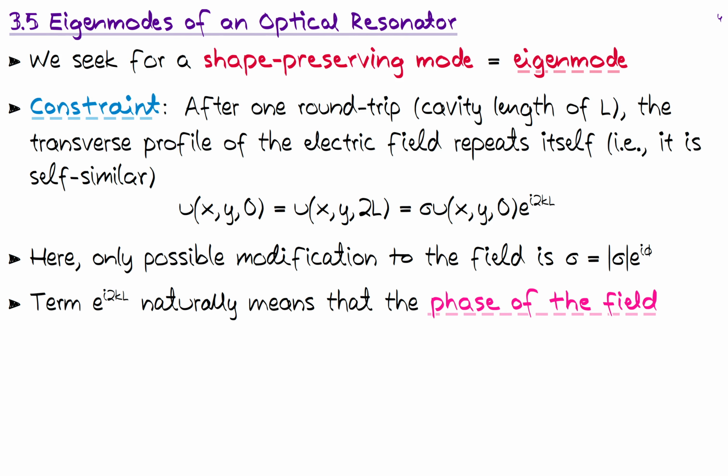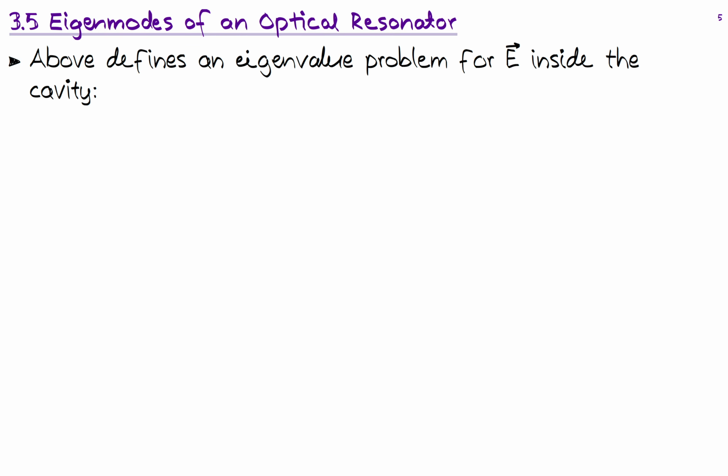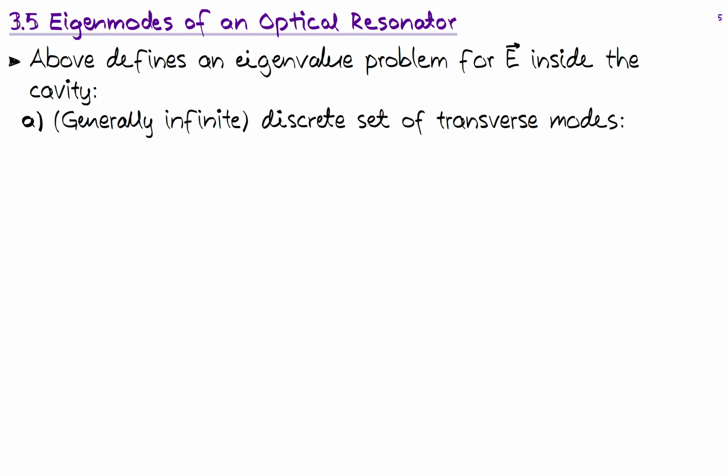So this basically originates from the phase evolution of the field during propagation of one single round trip. The cavity length is L, so 2 times L is the round trip length. And this is the condition that defines our eigenvalue problem for the field inside the cavity. So generally, an infinite discrete set of transverse modes arises.